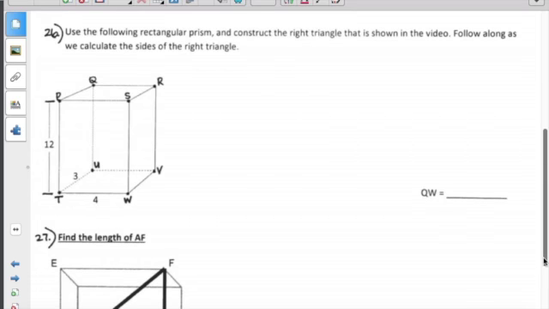So question number 26 says, use the following rectangular prism, that's a box, and construct the right triangle that is shown in the video. Follow along as we calculate the sides of the right triangle. So you guys are going to need to copy this down. We're going to make a right triangle.